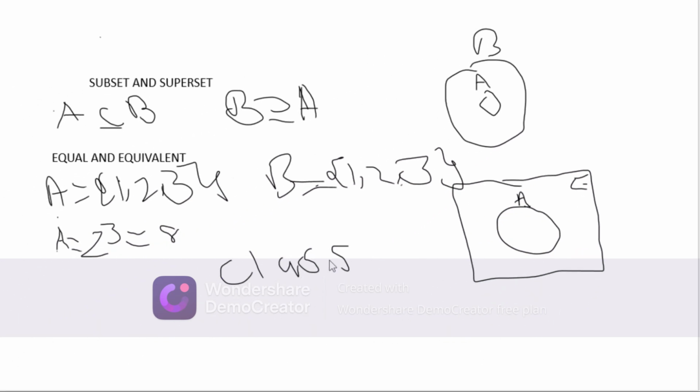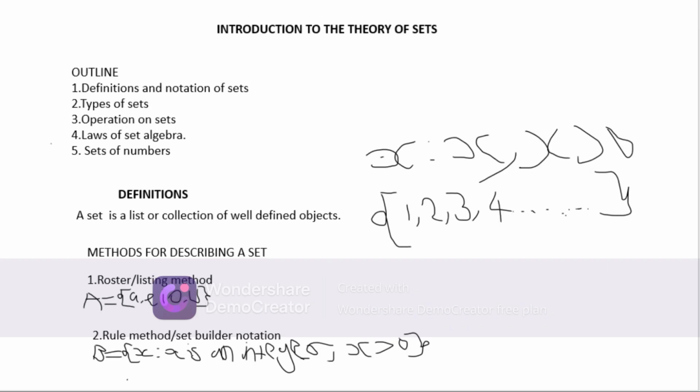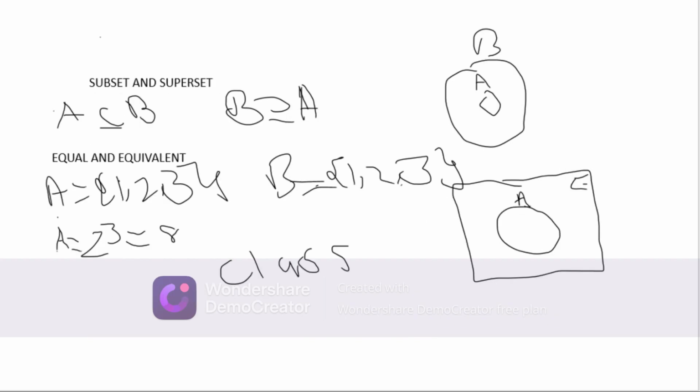So we have covered a lot. If we look at the outline, we have covered the definition and notation of sets and also the types of sets. So now we are going to go on to operations on sets. So I'll end this video here. In the next video we'll talk about operations on sets going forward.